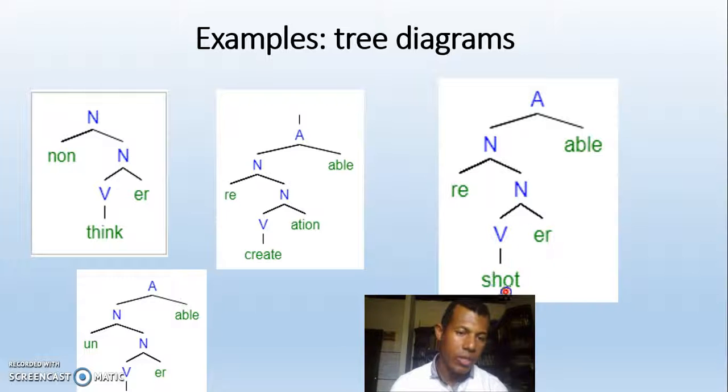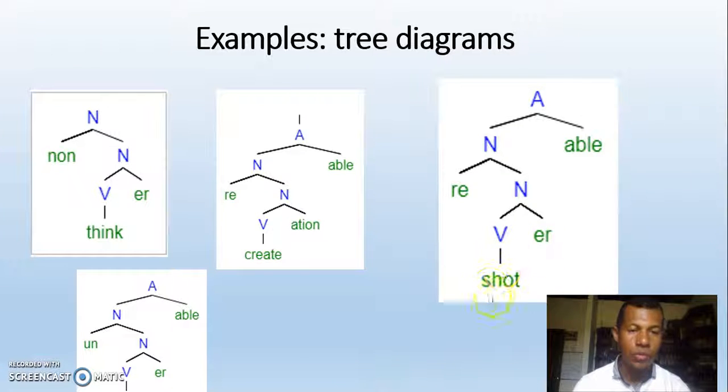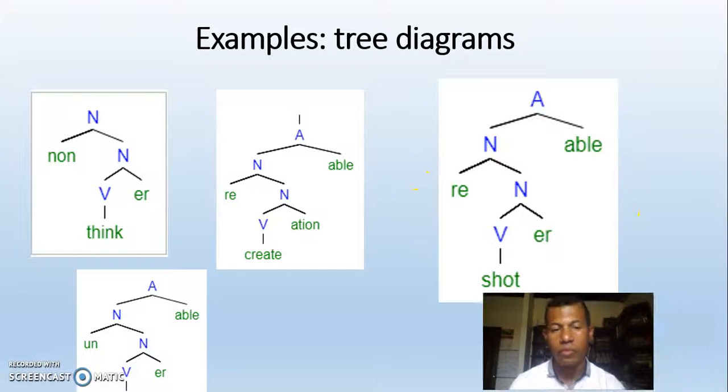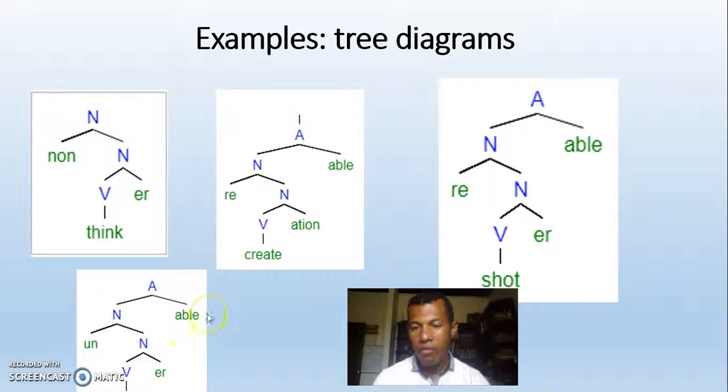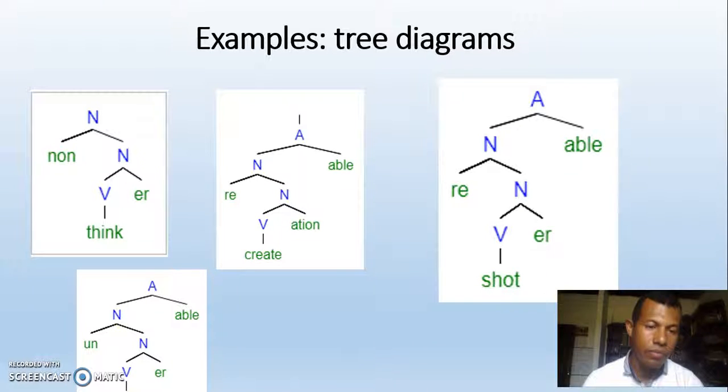I also created this other example: shooter, reshooter, and reshootable. And finally, believe, believer. Believe, the verb, believer, it's a noun. Unbeliever is someone who does not believe. And unbelievable, something that is not believed, something that we do not have to believe because its essence is not true.